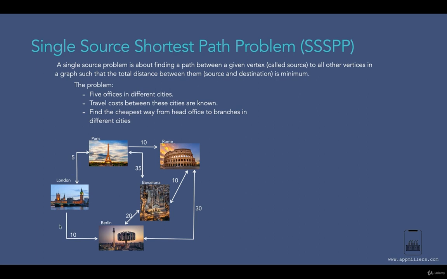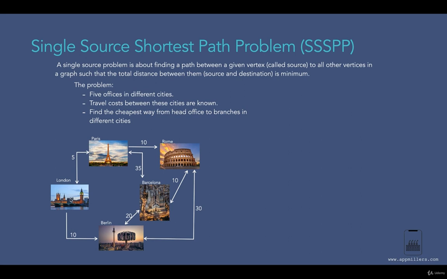Now these arrows show the flights between these cities, and the numbers on these arrows show the flight charges between these cities. So we need to find, from any given vertex to all other vertices, the path with the minimum cost. As we said before, our head office is located in London, so we are going to find a path from London to all other cities with the cheapest price.